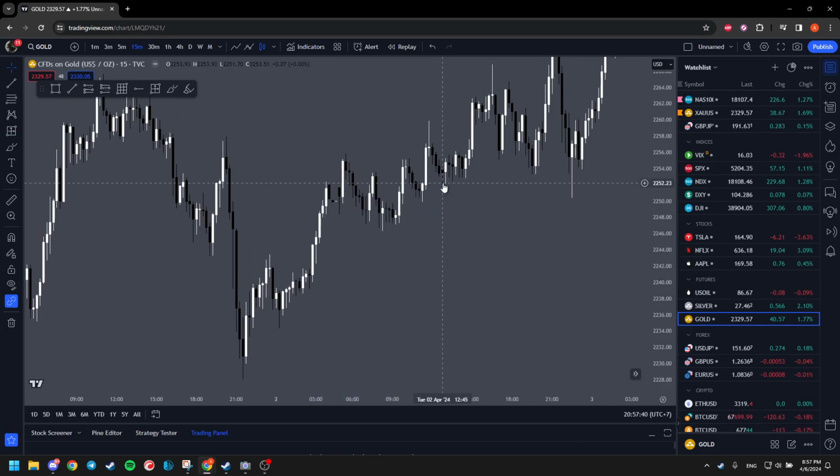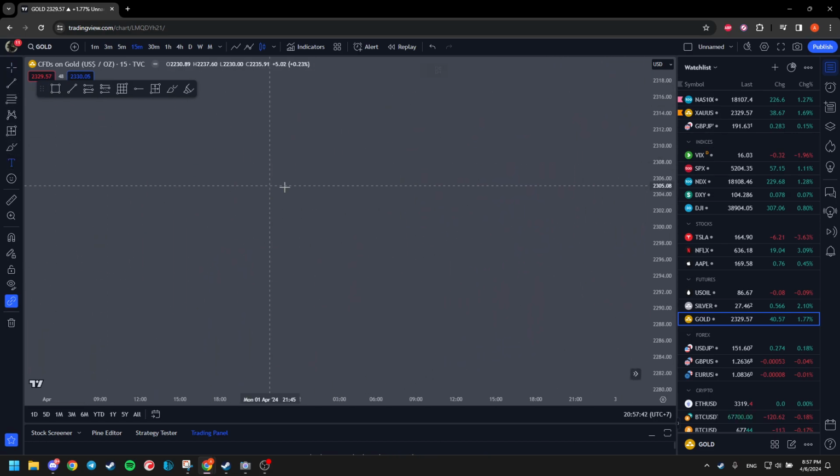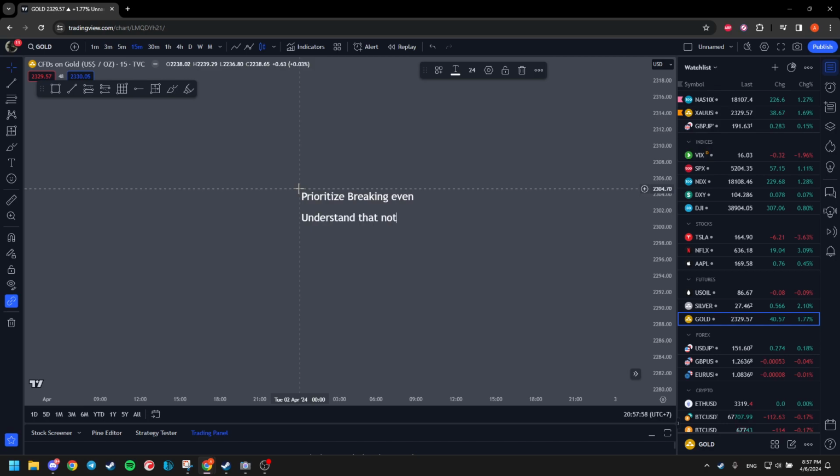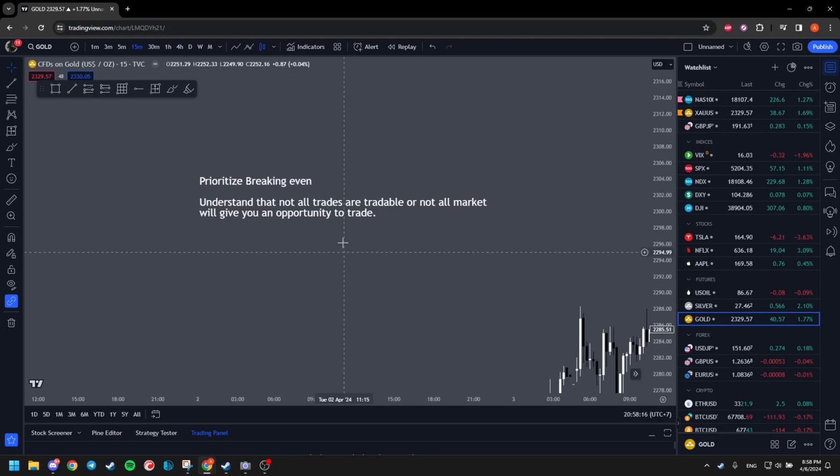So what I want you to focus on is to prioritize breaking even, because breaking even is the best phase you want to be in. Understand that not all trades are tradable, or not all markets will give you an opportunity to trade. Just these two.